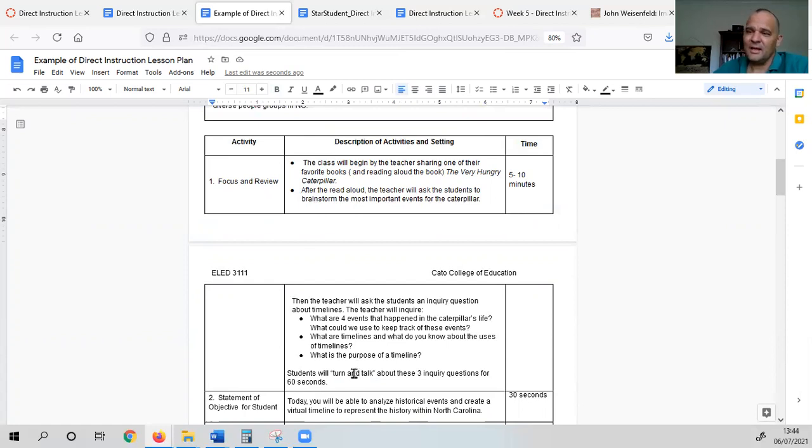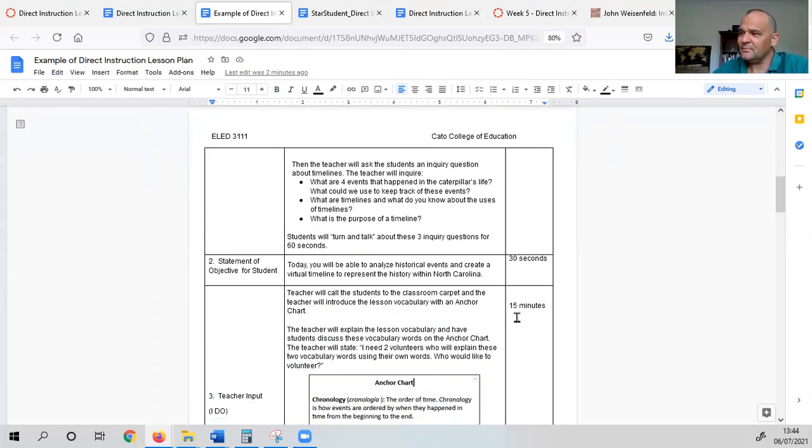And then we're using The Very Hungry Caterpillar to describe what are ways you could use a timeline even with that book. Okay, so it's to really help students understand the use of a timeline in a very, very popular book that they might enjoy. All right, it won't take too long, about 5 to 10 minutes is my estimate.